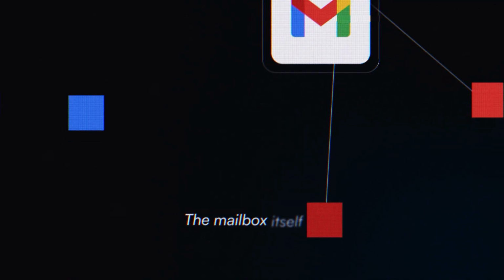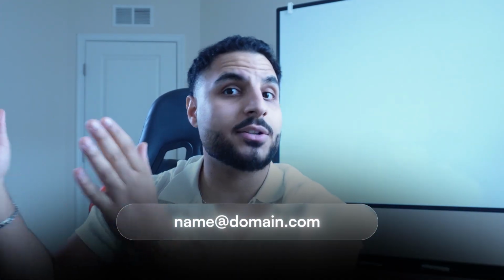The fourth thing is the mailbox itself, which is the actual address that you're sending from, like name@domain.com. That mailbox is set up on the domain on the server, and you can be blocked at any of those 3 levels. You can be blocked at the mailbox level, you can be blocked at the domain level, and you can be blocked at the server level.